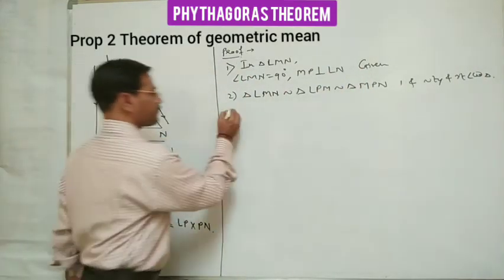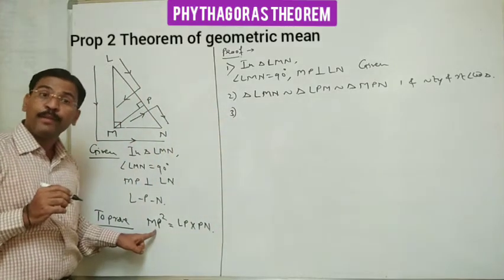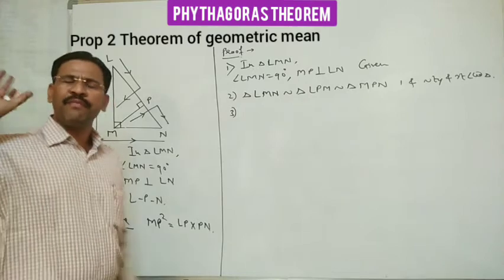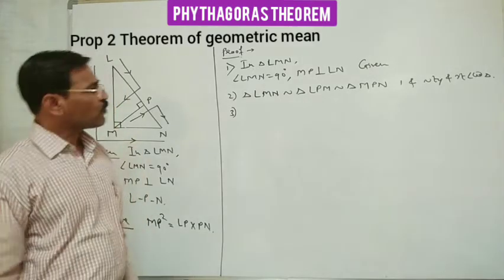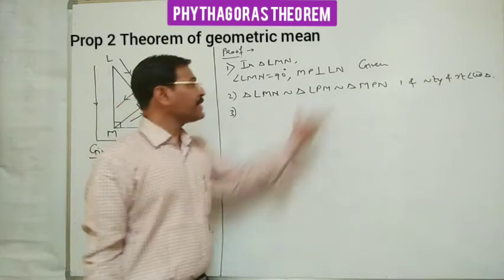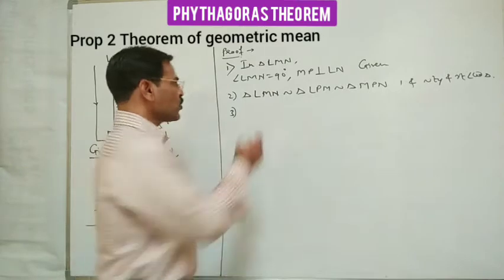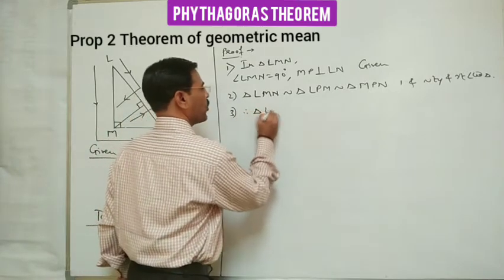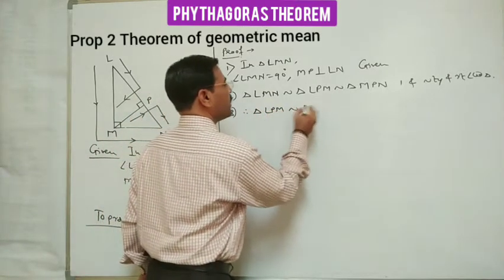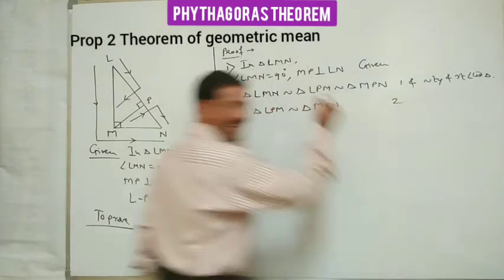Now see here, what do we need? MP square. Means what? We need MP. Definitely we need MP only first. So where is MP there? In this triangle there is no MP. Means I'll take these two triangles in which MP should be there. So write first, therefore, LPM similar to MPN. This is from 2, second step.